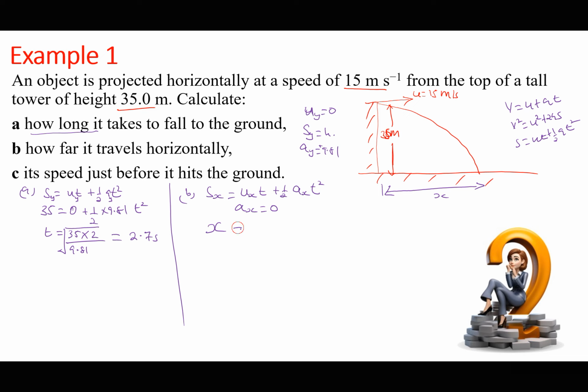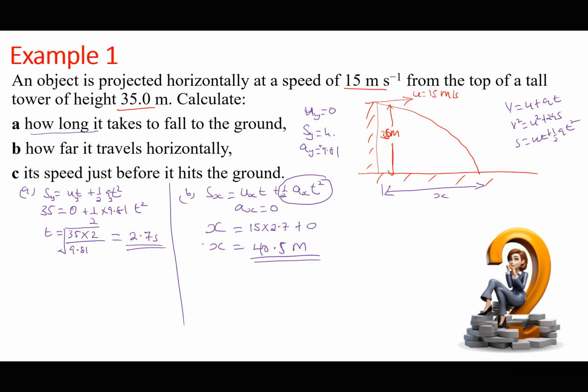I'll quote x equals the initial velocity in the horizontal, which is 15, times time. Of course, time is the same, 2.7. Then plus this part here becomes 0 because acceleration in the horizontal is 0, so that is plus 0. So the displacement, or the horizontal distance, is going to be 15 times 2.7, which gives us 40.5 meters.